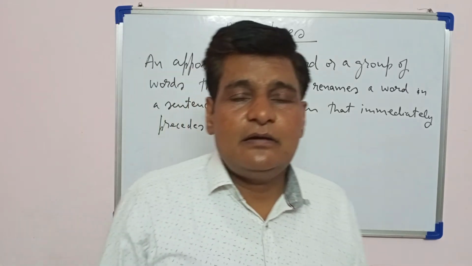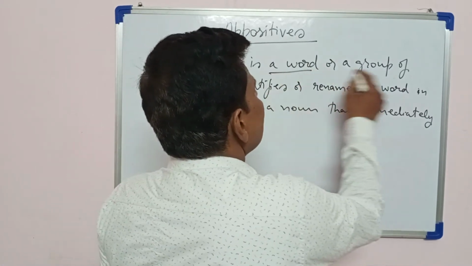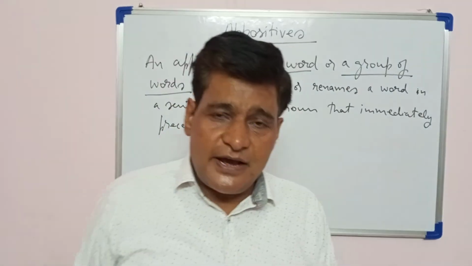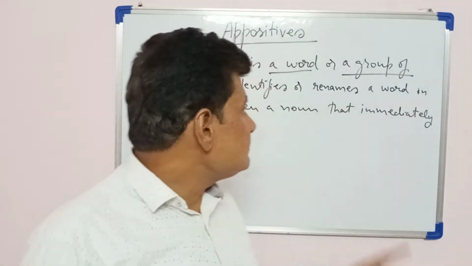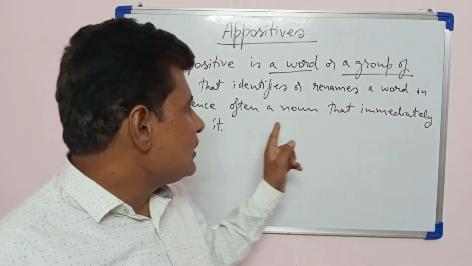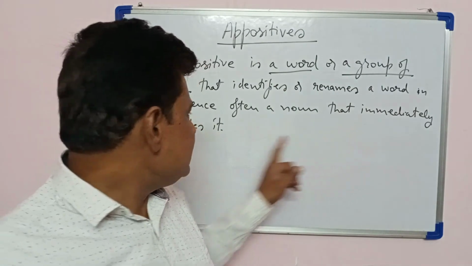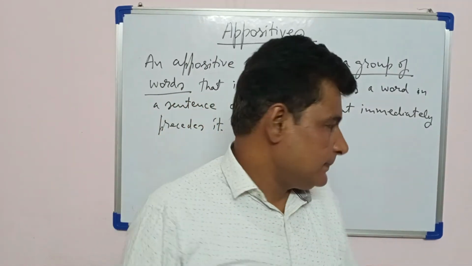Now let's understand what an appositive is. An appositive is a word or a group of words which identifies or renames a certain word in a sentence, which is generally a noun, and that immediately precedes it. Precedes means it comes before it.